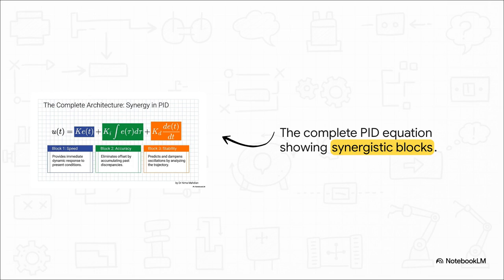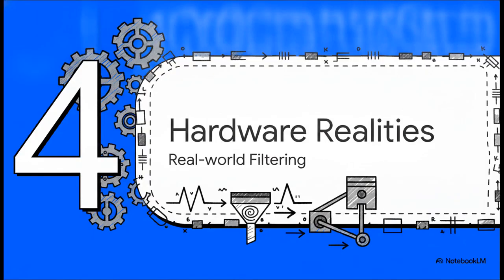Block 1 gives us speed from the proportional term, offering immediate dynamic response to present conditions. Block 2 layers on accuracy from the integral term, eliminating offset by accumulating past discrepancies. And finally, Block 3 ensures stability from the derivative term, which predicts and dampens oscillations by analyzing the trajectory. Now for Section 4, Hardware Realities and Real-World Filtering.